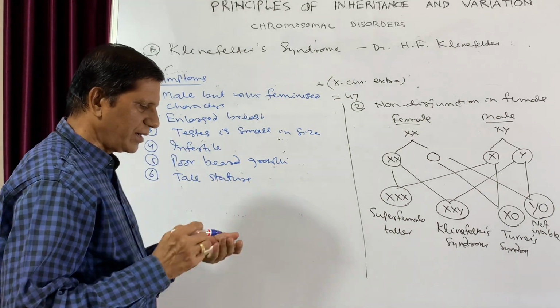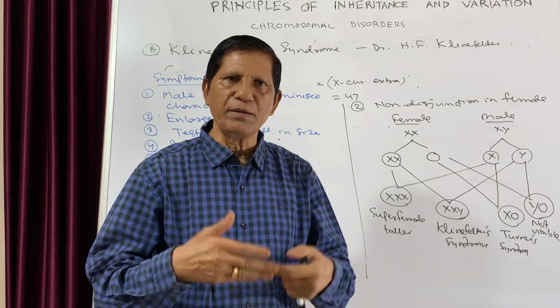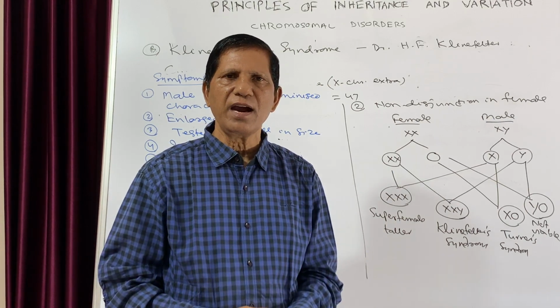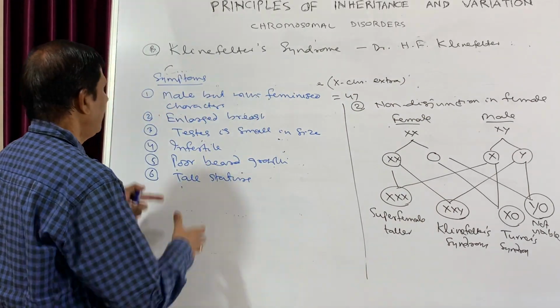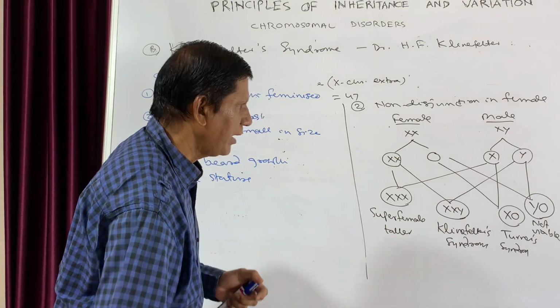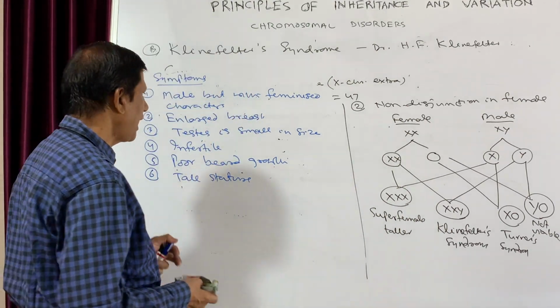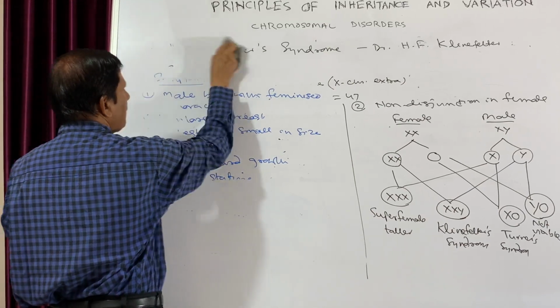So from all these characters, you can guess that the person is male, but will develop certain feminized characters and is infertile. So these are the important symptoms of Klinefelter syndrome. Now let us discuss the third one. The third one is Down syndrome, about which already you have some idea.